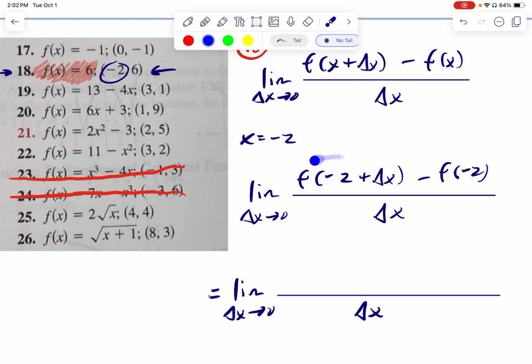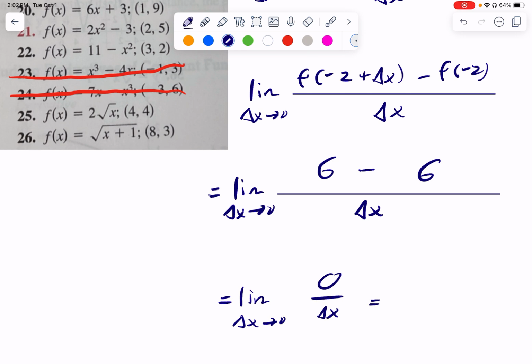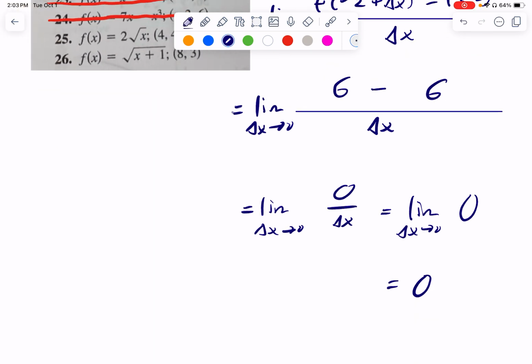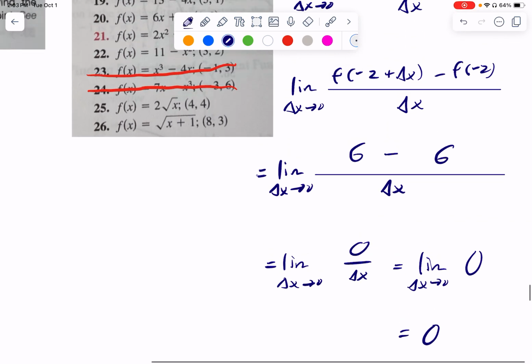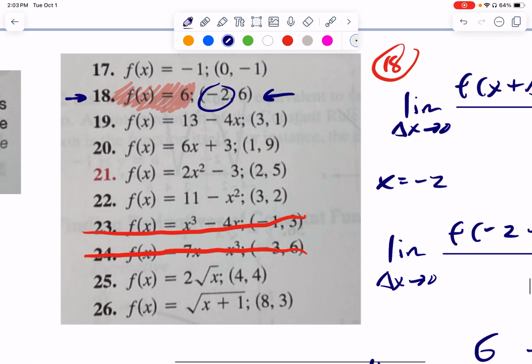So f of negative 2 plus delta x is 6. f of negative 2 is 6. So if we simplify our numerator there, we get 0. 0 divided by anything is 0. And we notice, oh, well, the limit here, we don't even have to plug in. The answer is 0. And that makes sense because what we would have graphed here is a horizontal line. Its steepness is 0.